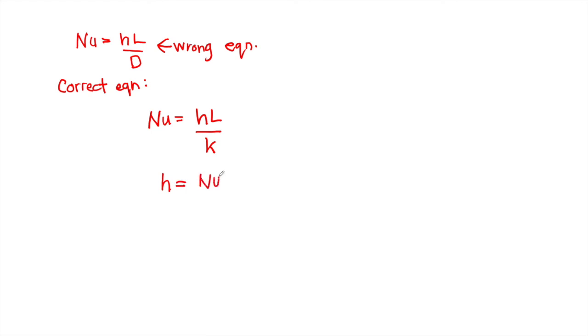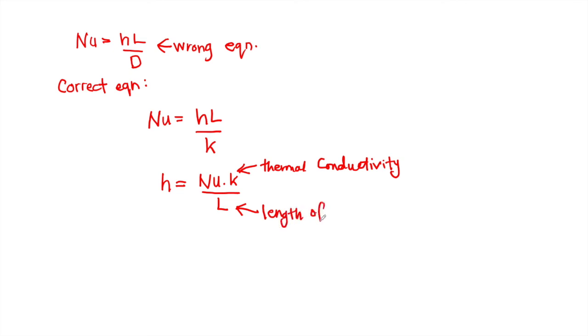By rearranging this equation to get the heat transfer coefficient, you get h equals Nusselt number times k over L. K is thermal conductivity, L is the length of the flat plate, and Nusselt number is the Nusselt number. Therefore, by using this equation, you may find the heat transfer coefficient.